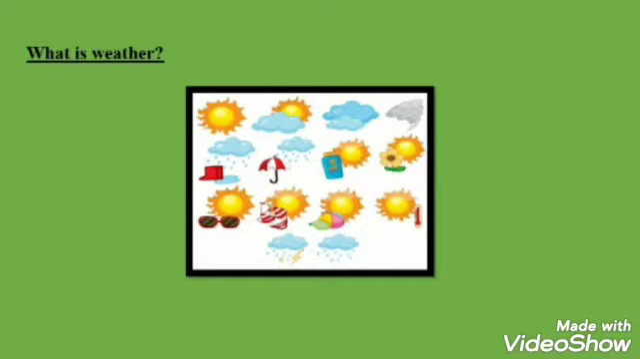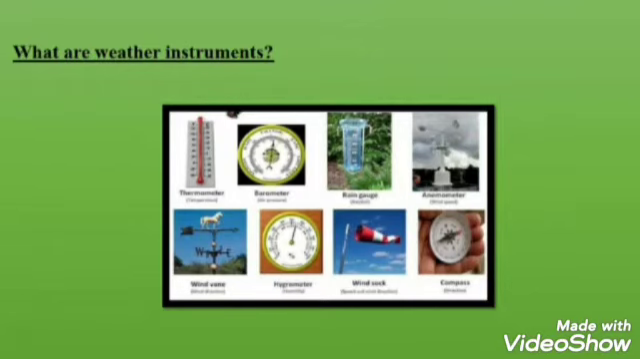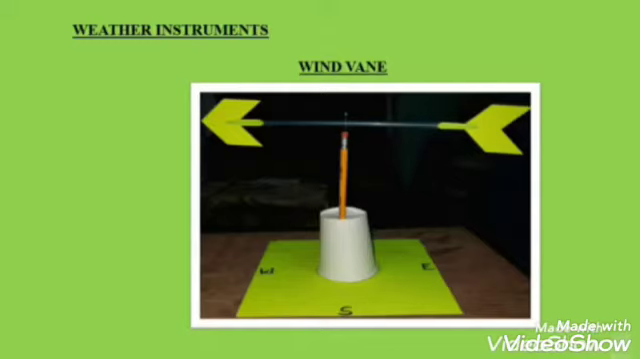What is weather? This is the state of the atmosphere over a period of time with respect to heat or cold, wetness or dryness, calm or storm, and clearness or cloudiness. What are weather instruments? Weather instruments are tools and pieces of equipment that are used to measure the weather and track data from weather patterns over time.